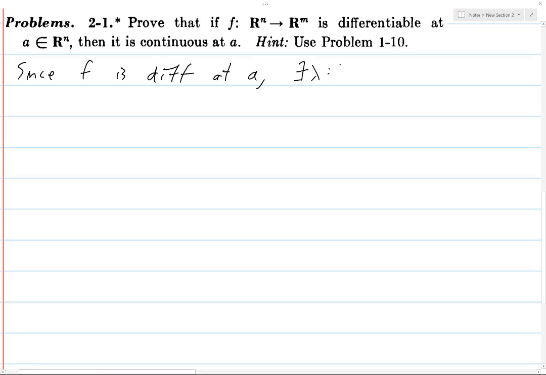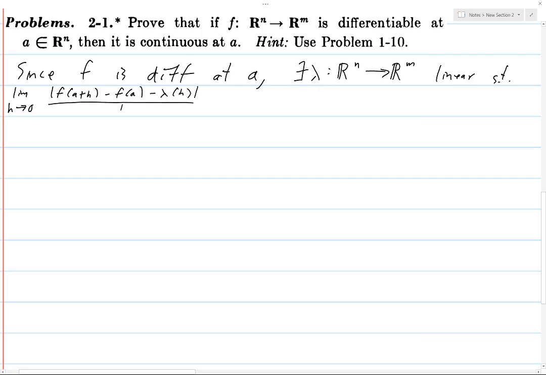There exists some linear map lambda from Rn to Rm which satisfies the limit as h goes to 0 of f of a plus h minus f of a minus lambda of h, all divided by the norm of h, is going to equal 0. Now again, here this is sort of lazy notation.